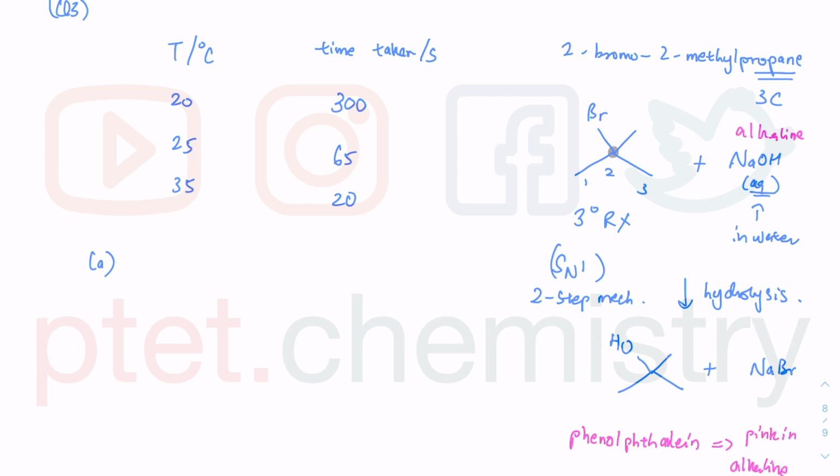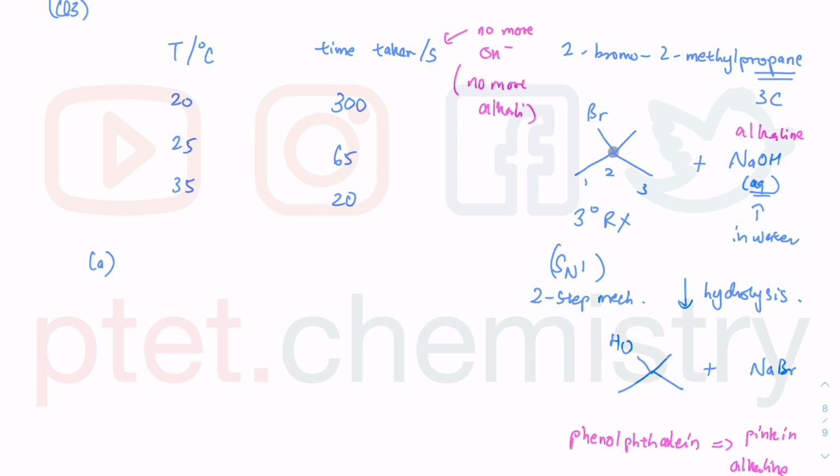So when does the pink color disappear? The pink color disappears when all the sodium hydroxide is gone, meaning all the sodium hydroxide has replaced the Br there, therefore there will be no more sodium hydroxide. That's when the pink color of the phenolphthalein will disappear, and that's when the reaction is finished, because there will be no more OH minus, no more alkali in the reaction mixture, because the alkali OH minus has gone to form the alcohol product.